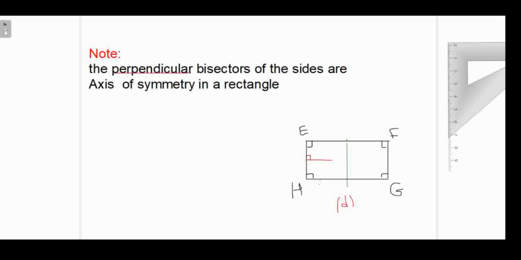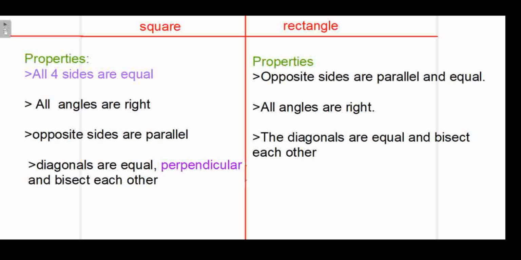Okay, moving on. This is a table showing the comparison between the properties of a square and that of a rectangle. I marked the differences in purple. You can see that a square has more properties than a rectangle, and they are marked in purple. All sides are equal in a square, which is not found in a rectangle, and regarding the diagonals, they are perpendicular in a square but not in a rectangle.